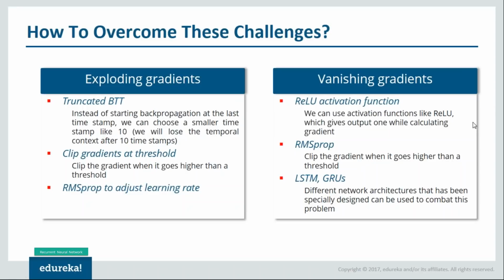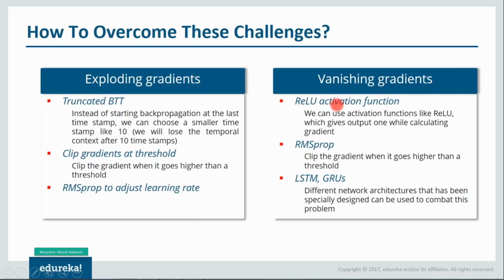Exploding gradients can be solved with the help of truncated BPTT, backpropagation through time. So instead of starting backpropagation at the last timestamp, we can choose a smaller timestamp like 10. Or we can clip the gradients at a threshold. So there can be a threshold value where we can clip the gradients. And we can adjust the learning rate as well.